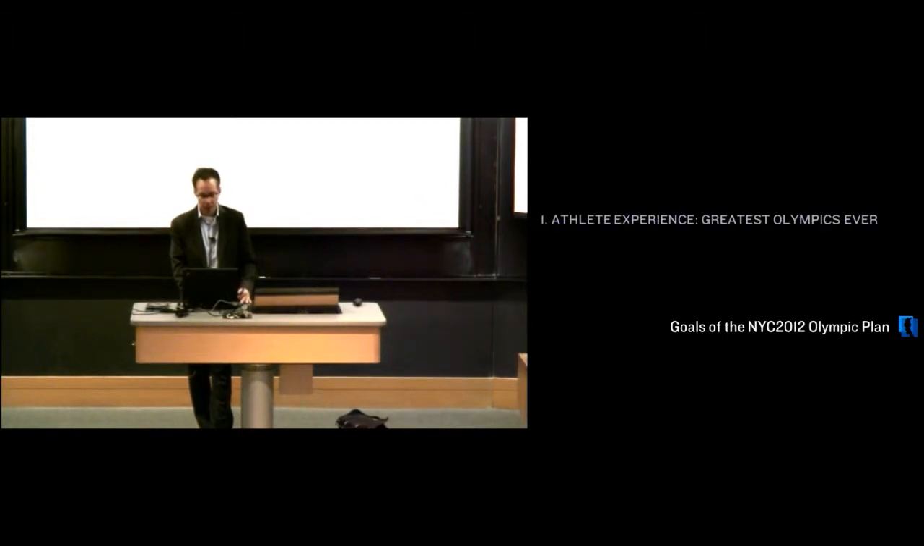So the goals of the plan were athlete experience and transportation. There's 16,000 athletes in a summer game alone. There's 30,000 media that cover them, and hundreds of thousands of spectators all trying to get to venues and do that without crossing paths. Leave a legacy.